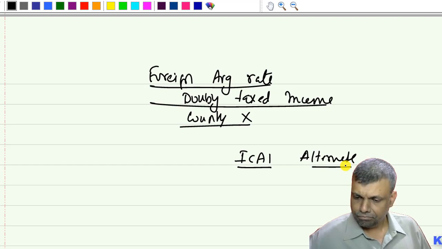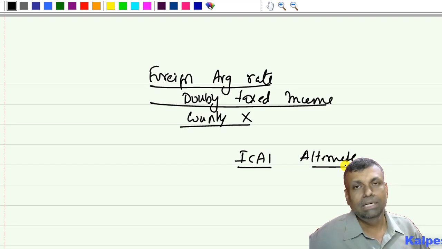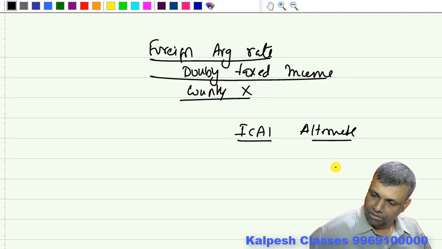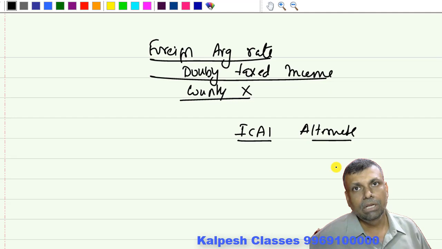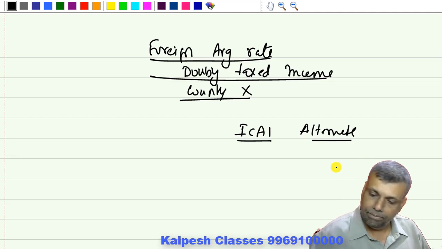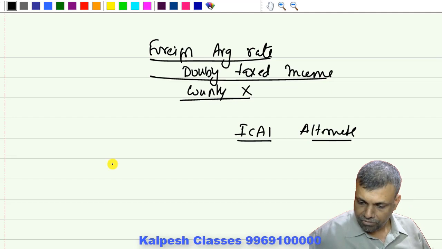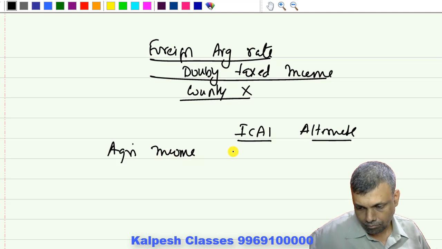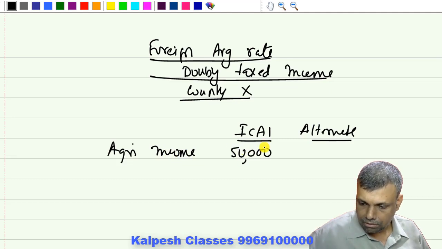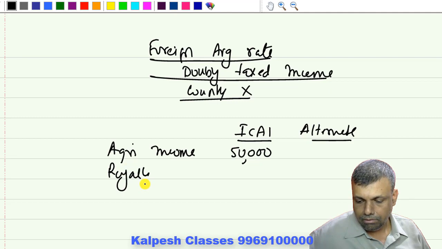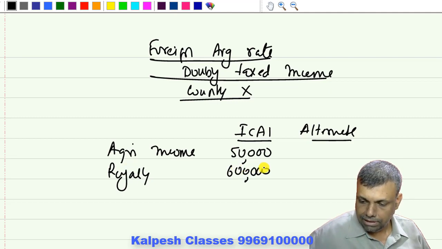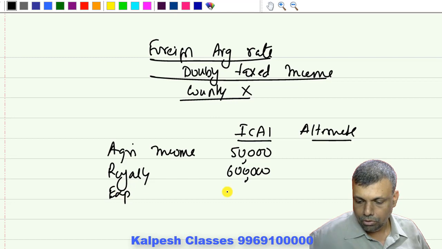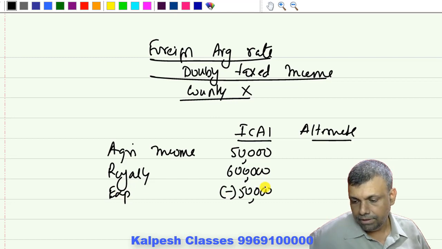Okay, so you want foreign average rate and you want doubly taxed income. These two things you always require for the purpose of claiming any benefit under section 91. Now see, first of all, this is for country X, and on a similar basis we will do it even for country Y. Okay, now in relation to country X, we had agricultural income, 50,000, royalty income 6 lakhs, expense to earn the royalty was 50,000.